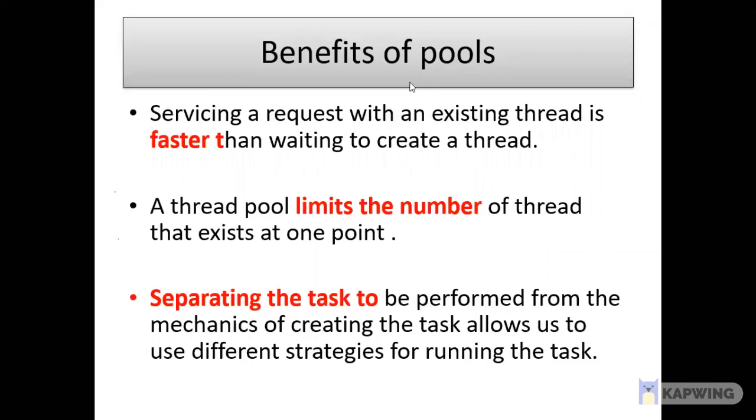What are the benefits of a pool? Servicing a request with an existing thread is faster than waiting to create a thread. The thread pool limits the number of threads that exist at any one point. Multiple threads can be made available. Separating the task to be performed from the mechanics of creating the task allows us to use different strategies for running the task. Simultaneous execution is possible.